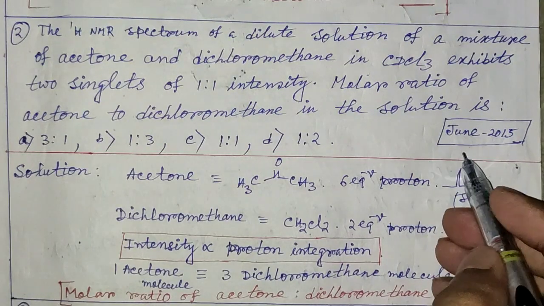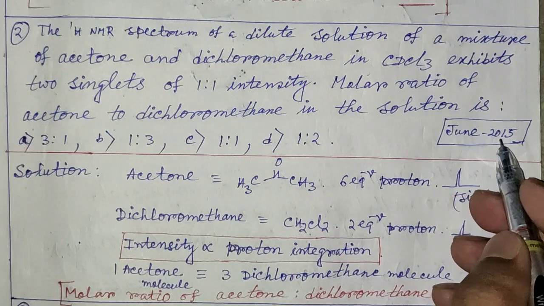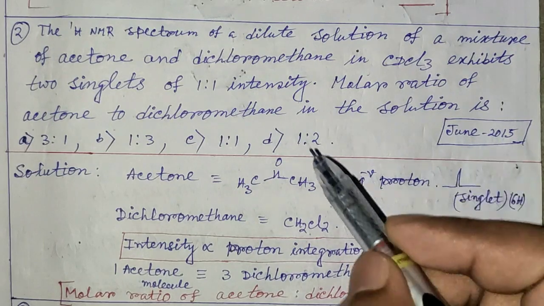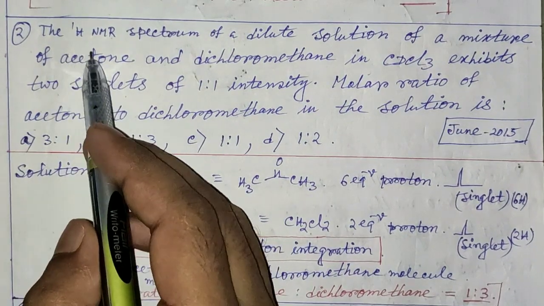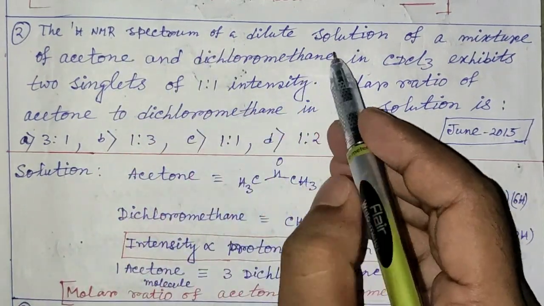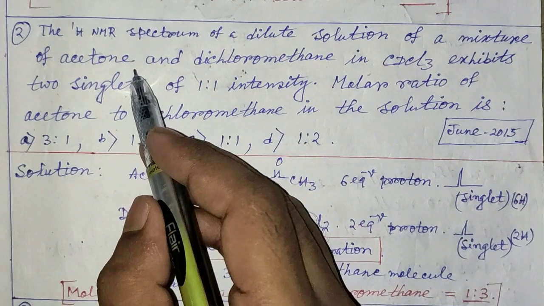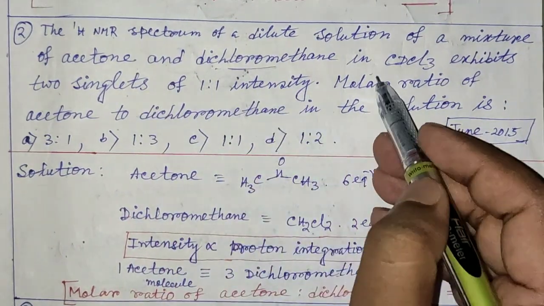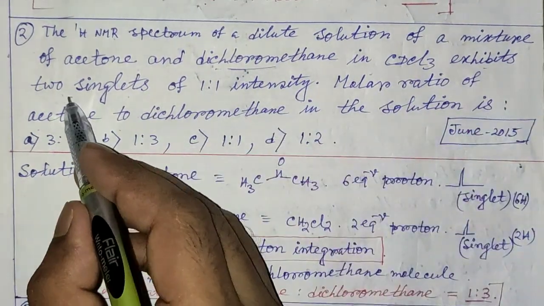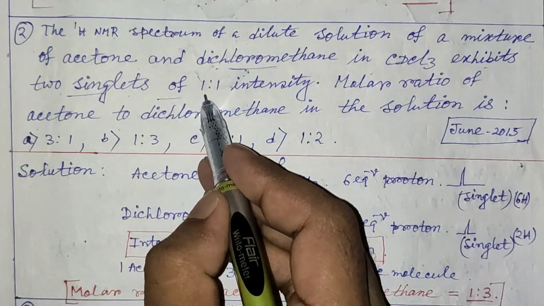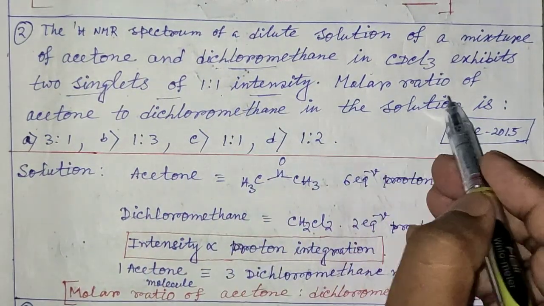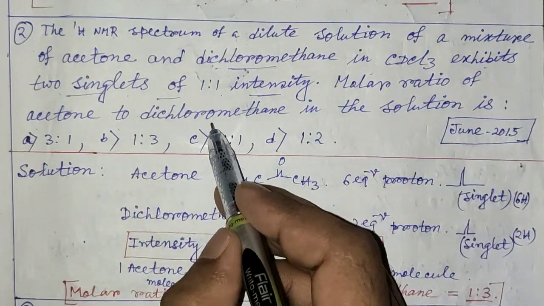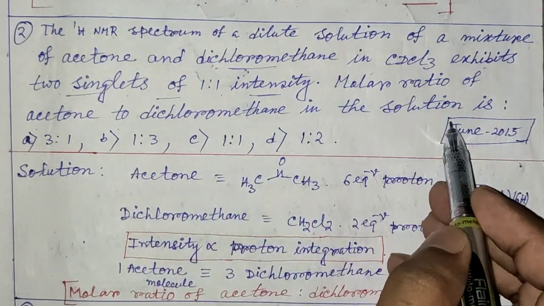Similarly, this question came in June 2015. This is similar to the previous one. In the question it was given that the 1H NMR spectrum of a dilute solution of a mixture of acetone and dichloromethane in CDCl3 exhibits two singlet peaks of 1:1 intensity. We have to calculate the molar ratio of acetone to dichloromethane in the solution.